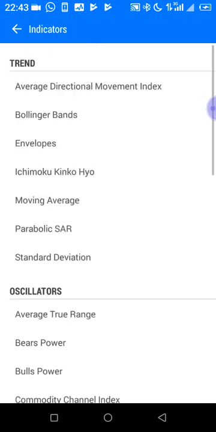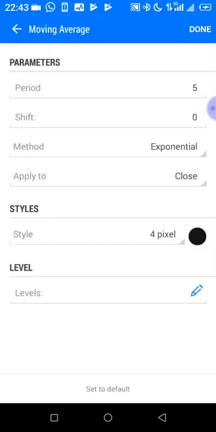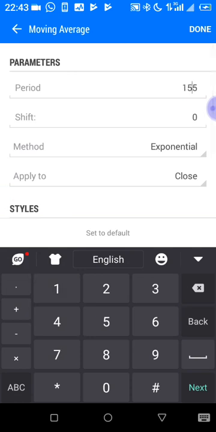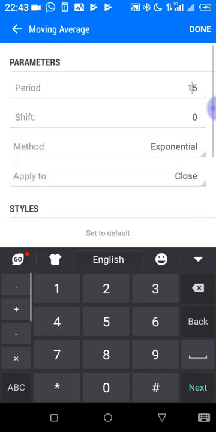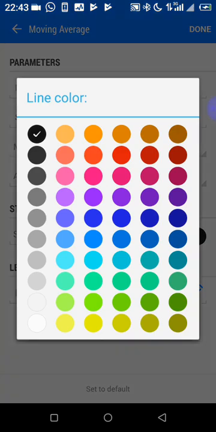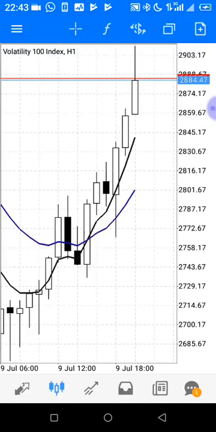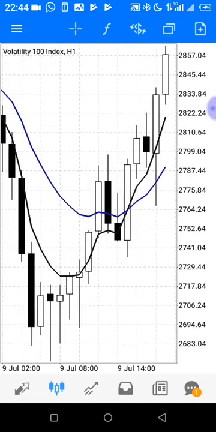Again, we're going to add another moving average, which is the EMA 15 with period 15. Again, it should be exponential, apply to close, and then the color should be blue. Click done. Now we have two moving averages.